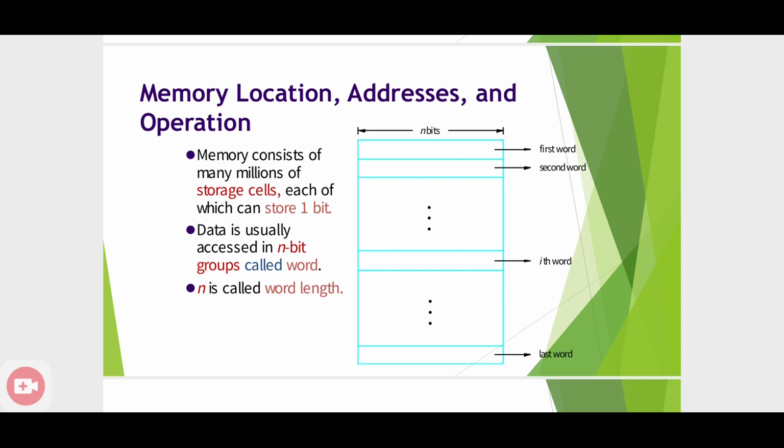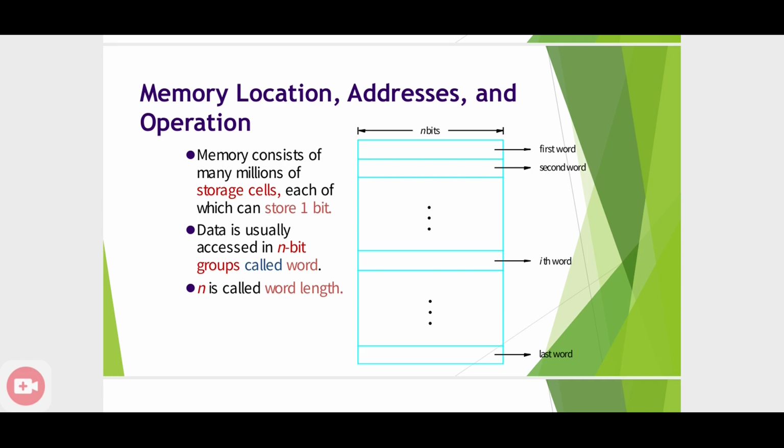Memory consists of many millions of storage cells. You can see here a figure in which memory is arranged as storage cells. Each storage cell can be used for storing one bit, or one binary digit.